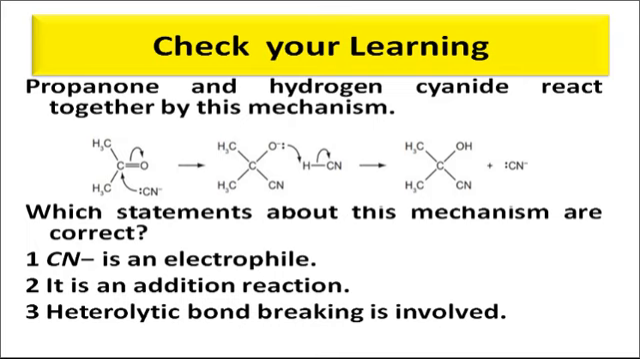Now it is time to check your learning. Read out the question on your screen. Propene and hydrogen cyanide react together by this mechanism. The mechanism is given below. Which statements about this mechanism are correct? First, cyanide is an electrophile. Second, it is an addition reaction. Third, heterolytic bond breaking is involved in this reaction. Think about all these statements. We will discuss the answer to this question in our next live class tomorrow.